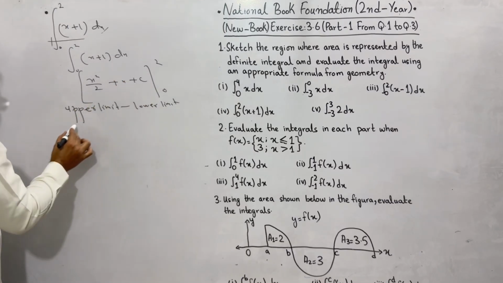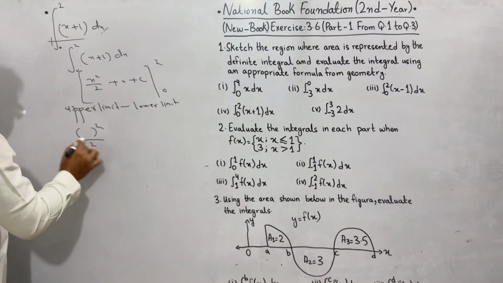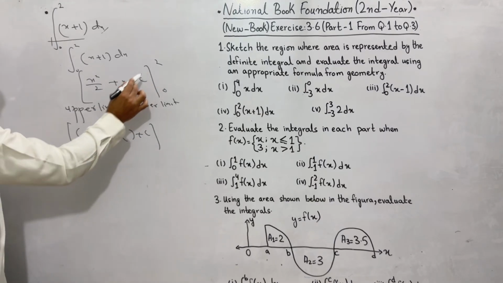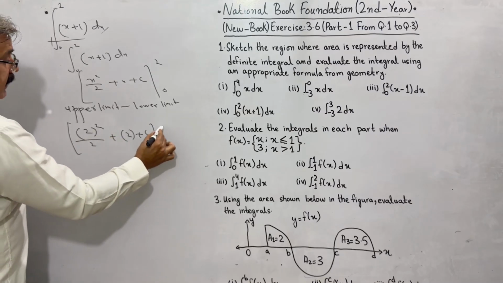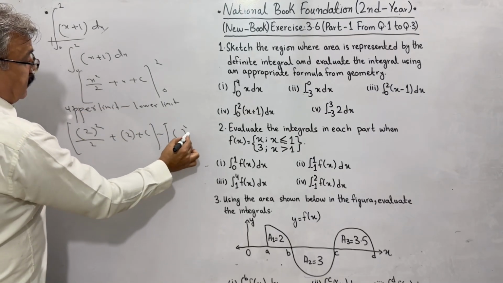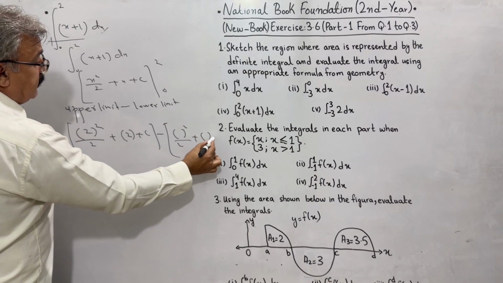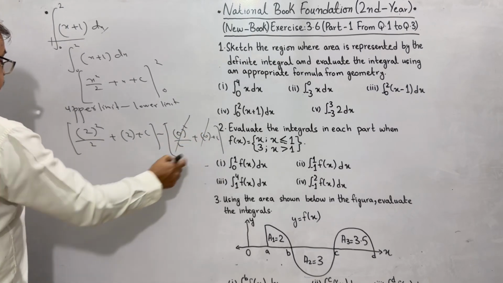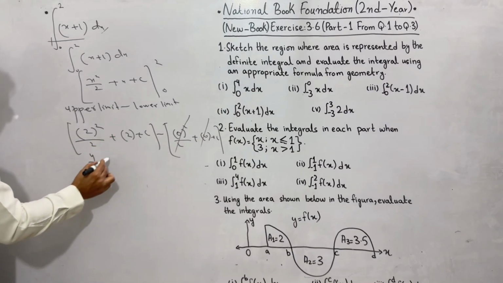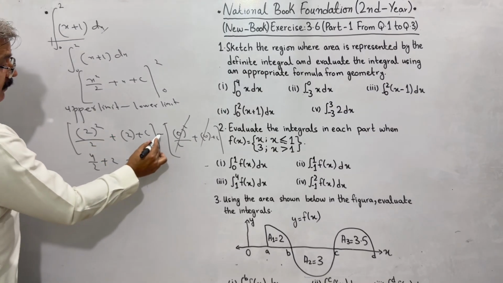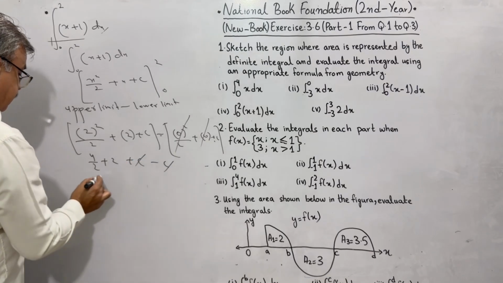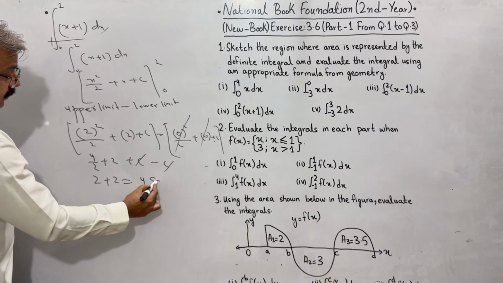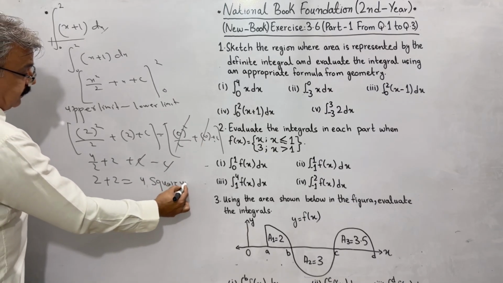What is the upper limit? 2. It's 2 square over 2 plus 2, plus c. In the second bracket I have to accommodate the lower limit with a negative sign: 0 square over 2, plus 0, plus c. It's 0. What remains is c. It's 4 over 2 plus 2 plus c minus c. C cancels out. 4 over 2 is 2. 2 plus 2 is my 4. 4 square units.